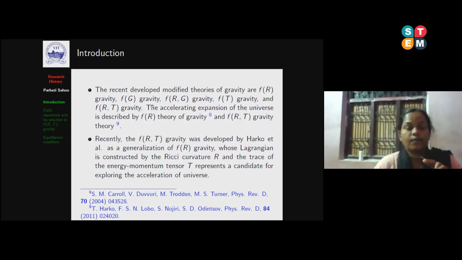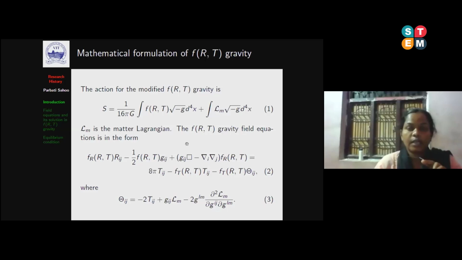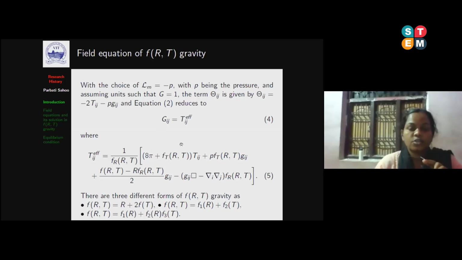For that purpose, there are several modified theories of gravity. As you can see, FRG gravity, FT gravity, and so on. Here we have concentrated on FRT gravity, which was developed by Harko et al., and which is the most recent generalization of FR gravity, whose Lagrangian is constructed from the Ricci curvature R and the trace of the energy-momentum tensor T, and that represents an exploring candidate for the acceleration of the universe. This is the mathematical formulation of FRT gravity theory. This is the general form of the FRT gravity field equation. By considering an appropriate matter Lagrangian, we can get a set of field equations, and with different choices of the FRT function, we can get different sets of field equations.